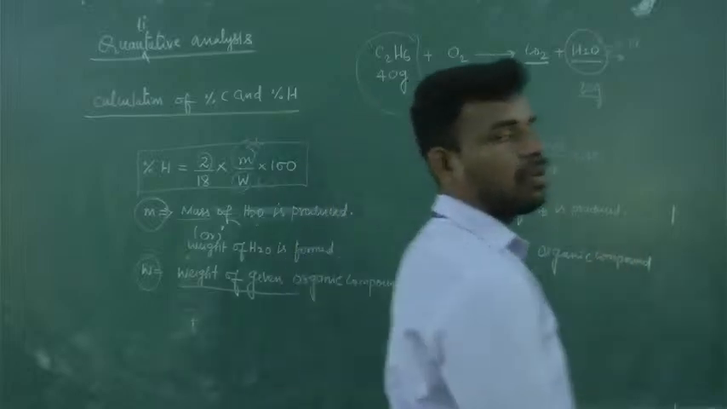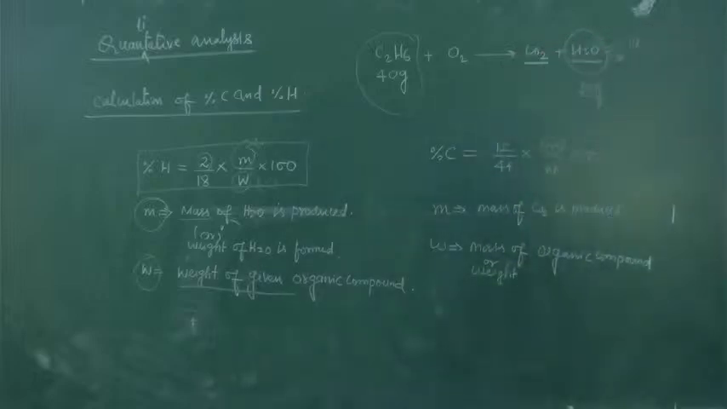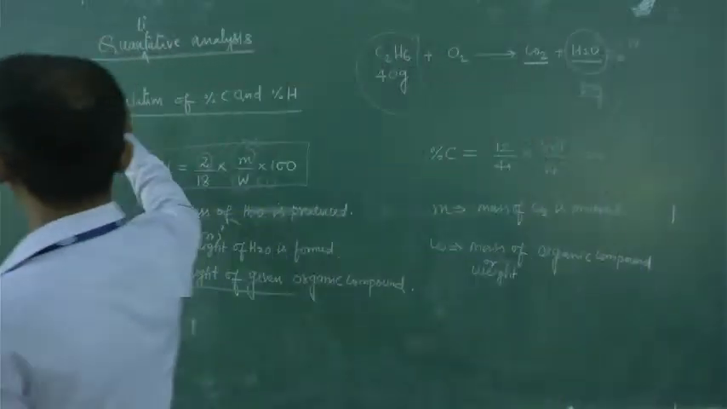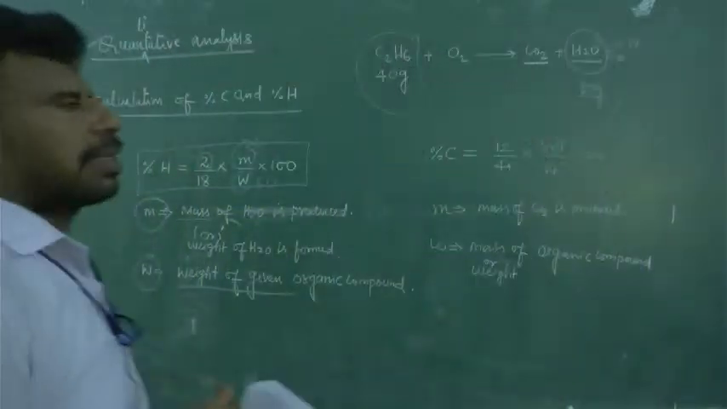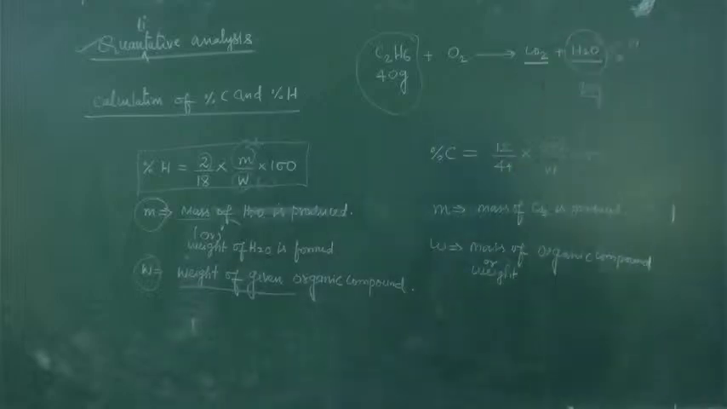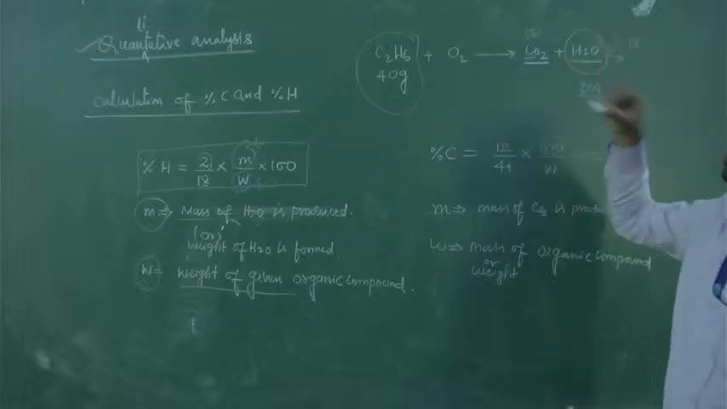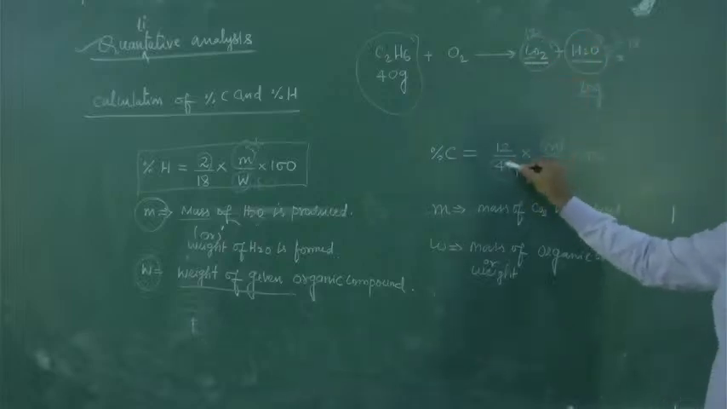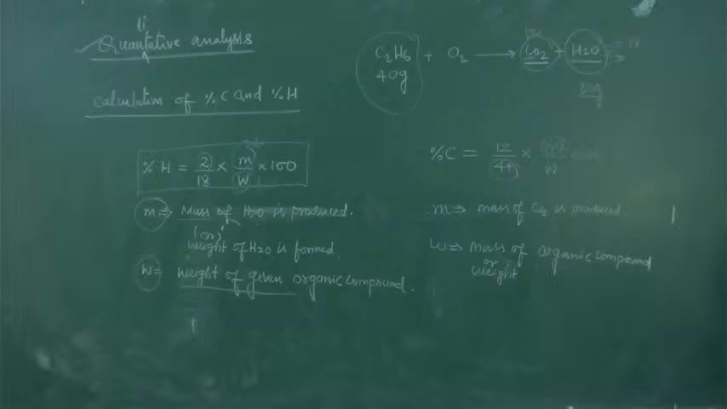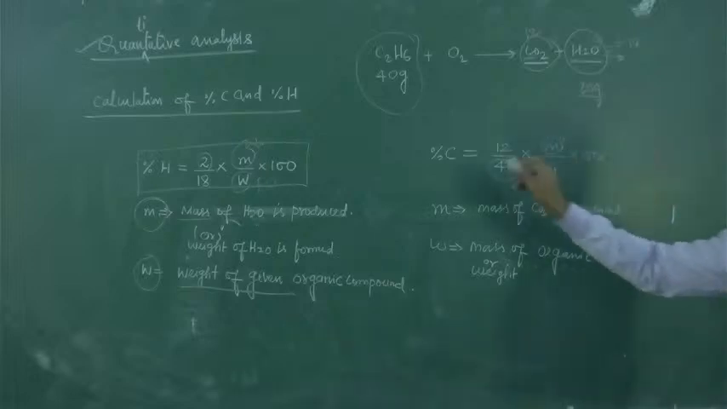Okay, so this is the formula. Based on these two formulas, you can calculate the percentages. These are called elemental analysis, or you can say quantitative analysis. Just remember these two formulas. The atomic mass of carbon is 12 and the molecular mass of CO2 is 44. You have to remember these in order to calculate the percentage of carbon and the percentage of hydrogen. Is it clear?